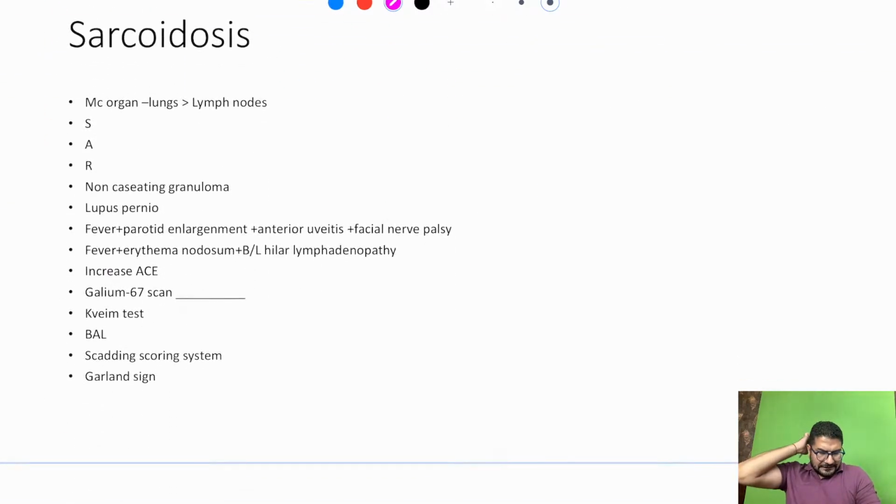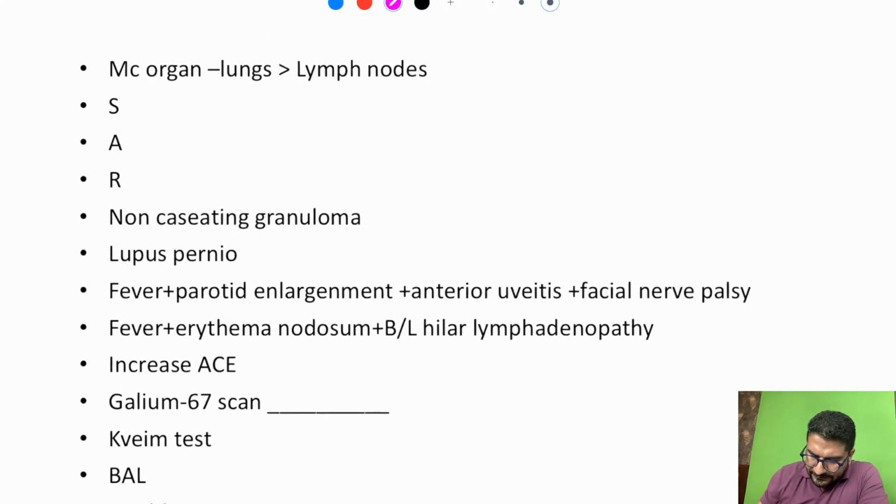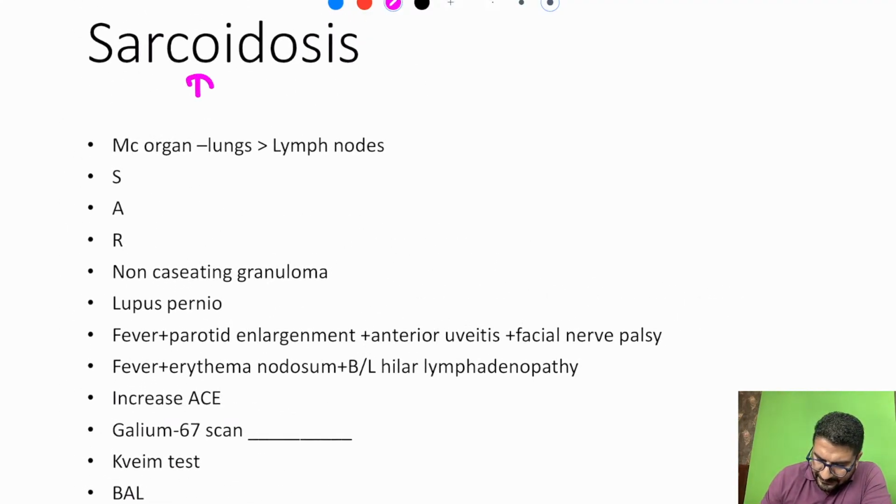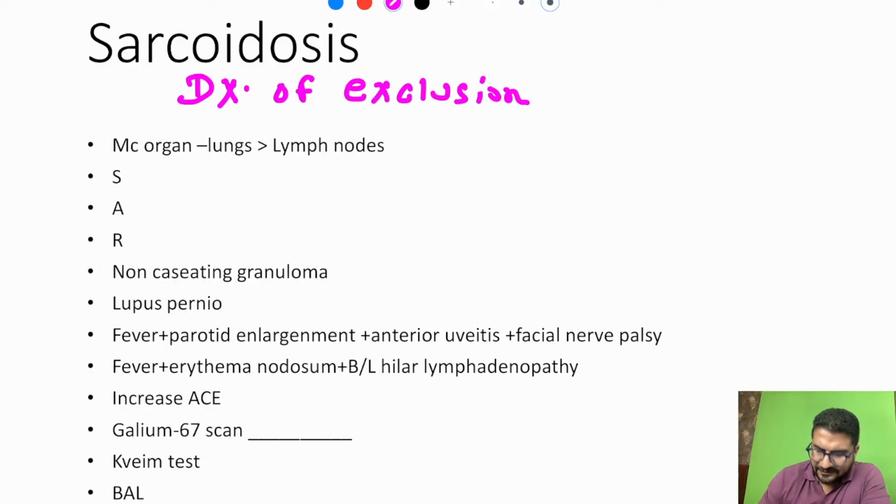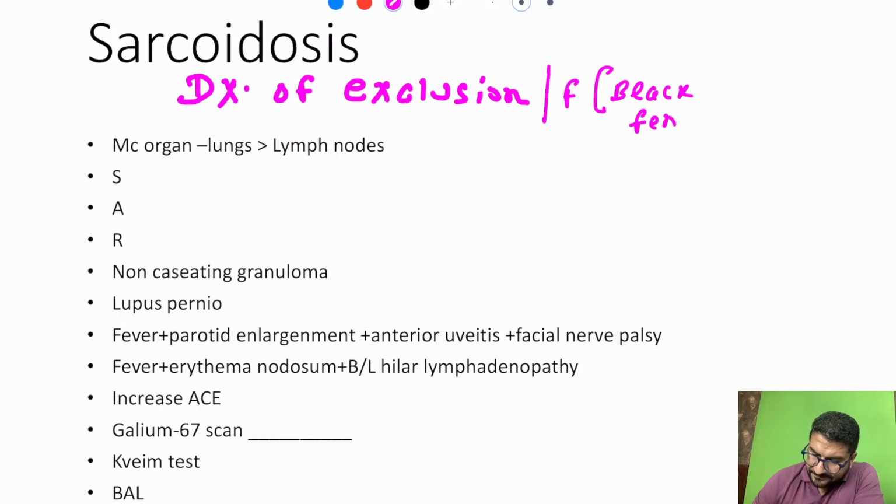Moving to next, sarcoidosis. So sarcoidosis is something which is a diagnosis of exclusion. इसका diagnosis आप सबसे बाद में बनाते हो, once you rule out every other thing. आप पहले सब कुछ rule out करोगे, then you make a diagnosis. So sarcoidosis is a disease which is commonly seen in female, and generally it is more seen in black female or African female. So most common organ will be lung, followed by lymph node.